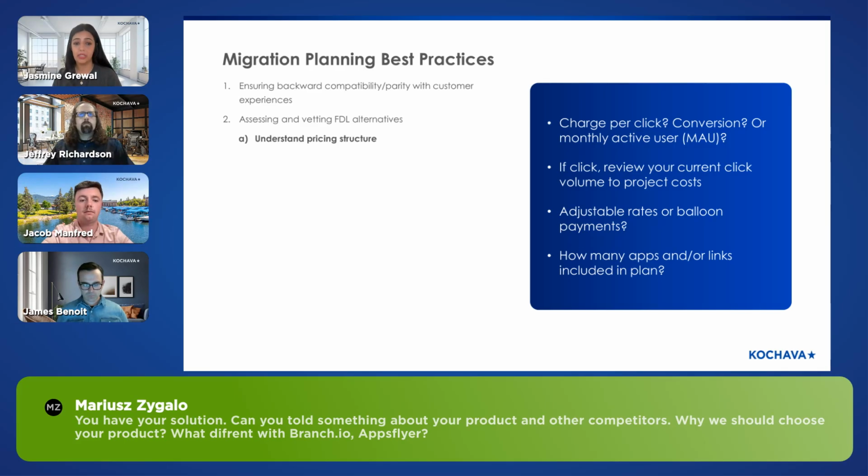And just really understanding those conversion volumes, click volumes, and active user volumes. If you're charged per click, review your current click volume to project those terms and costs. Something else that we see a lot of times is adjustable rates, where it'll be free for now, but it'll be a large cost later on.